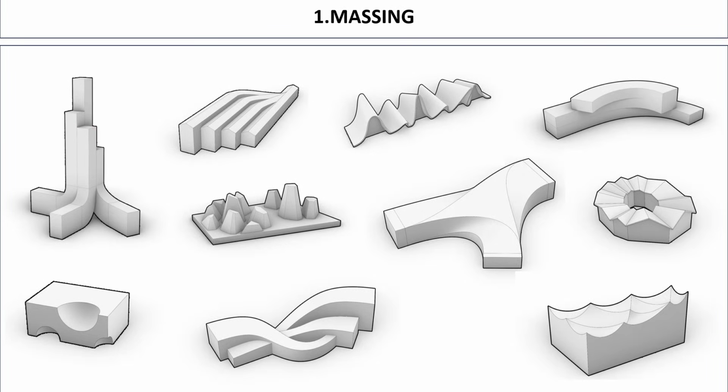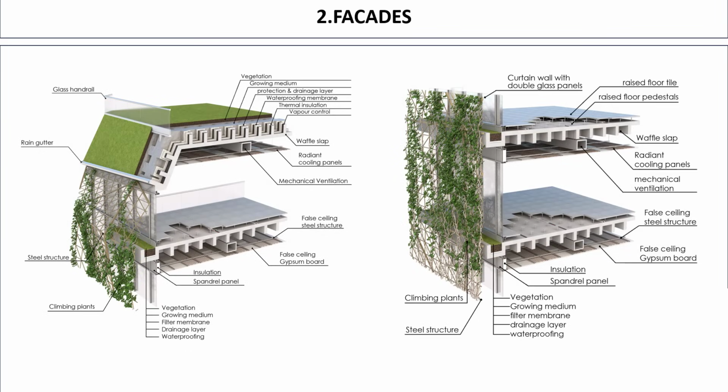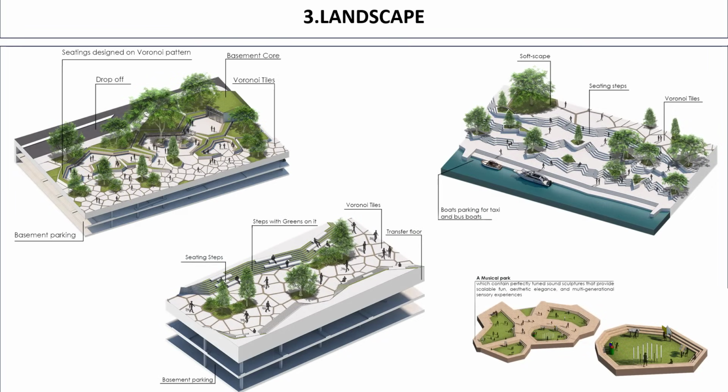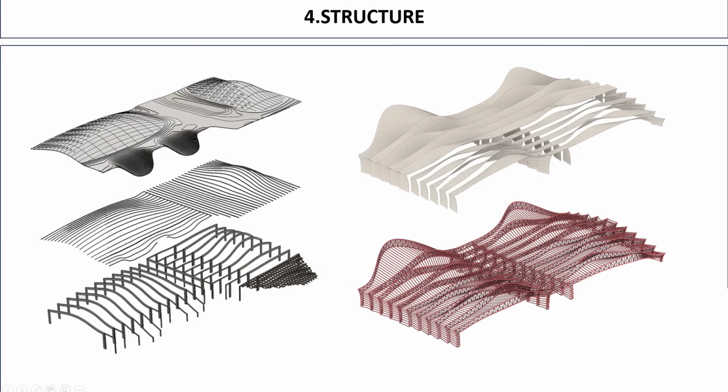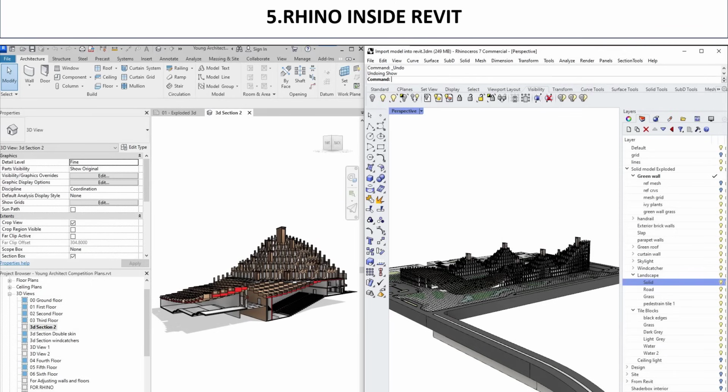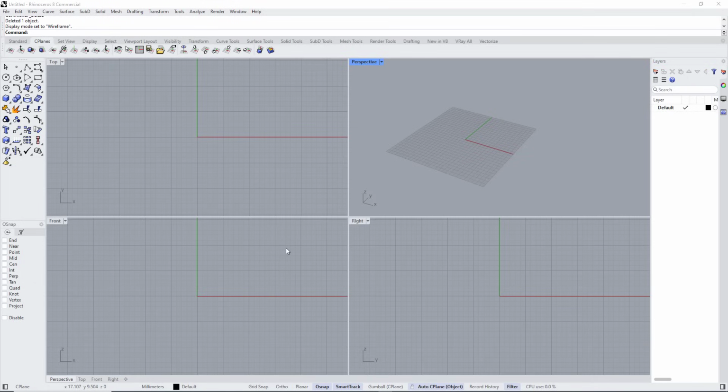We will start by massing to learn how to model different architecture morphologies. And after that, we are going to learn how to model some facades and then landscape and structure, and by the end of the course we are going to learn some tips and tricks through using Rhino inside Revit and the workflow that is recommended for conceptual design using Rhino and Revit. Okay, without further ado, let's start.